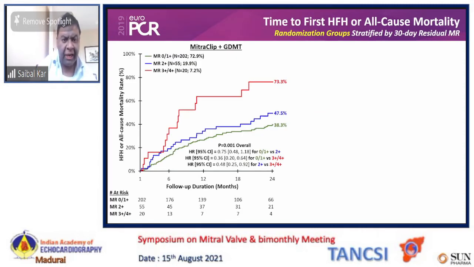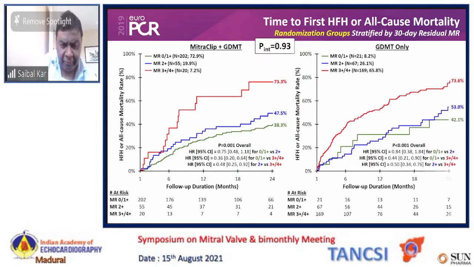Now, if you break it up and you take the patients with the MitraClip and GDMT, the small percentage of patients, remember, who are 3-4+ MR, 20 patients, they did very badly over 2 years. And if you take the 2+ and 1+, they did better, but there's no statistical difference between 2+ and 1+. So numerically, 1+ did slightly better.